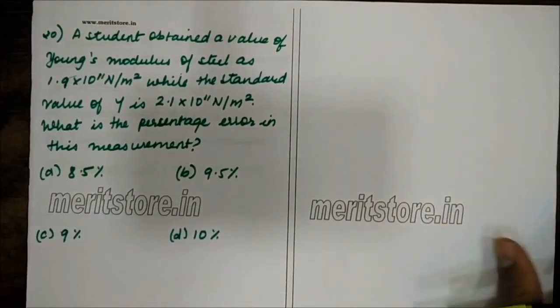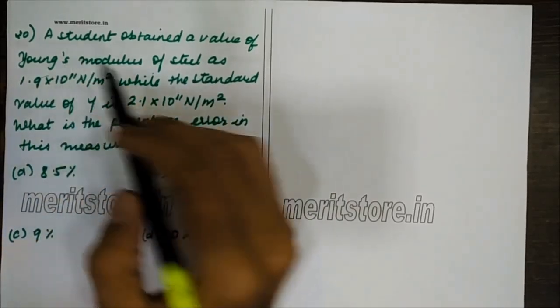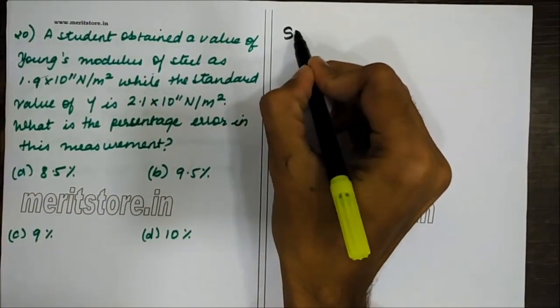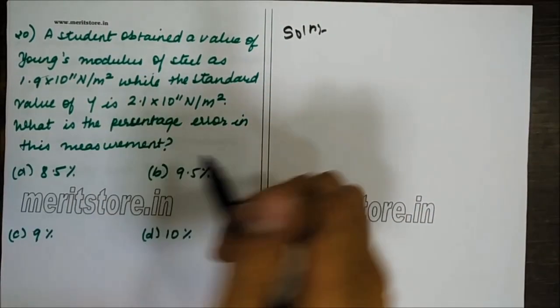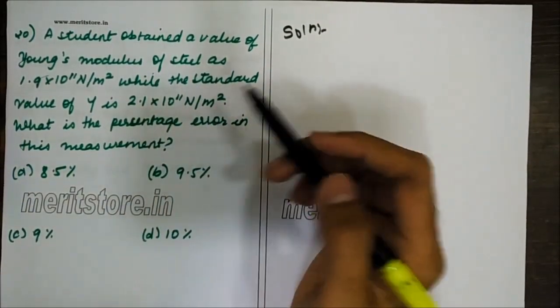Okay, so a student obtained a value of Young's modulus of steel as 1.9 into 10 raised to 11 Newton per meter square, while the standard value is 2.1 into 10 raised to 11 Newton per meter square. What is the percentage error in this measurement?